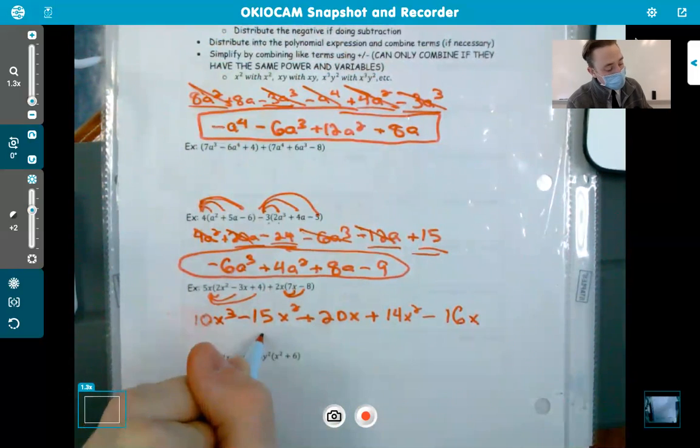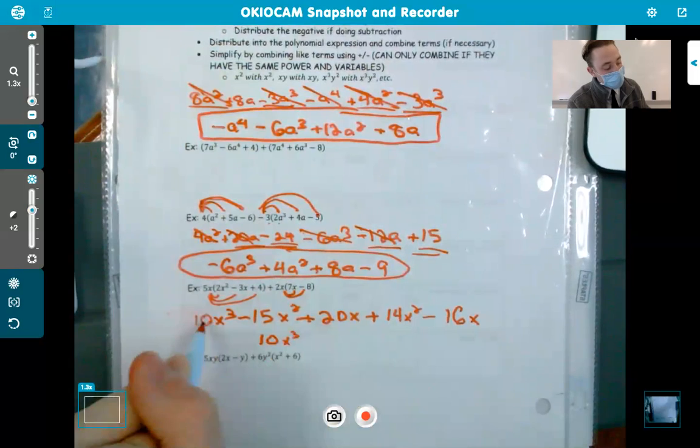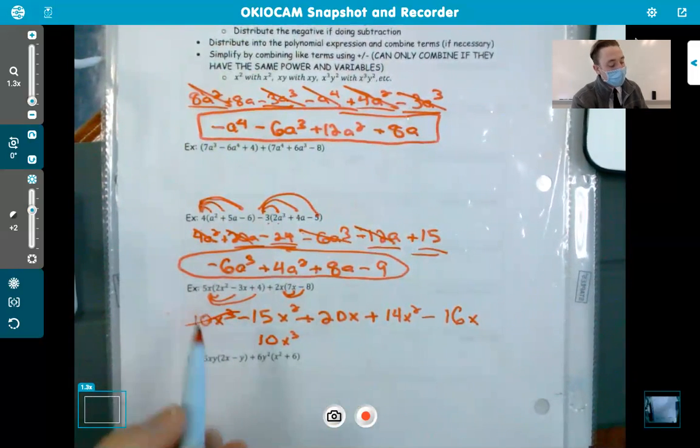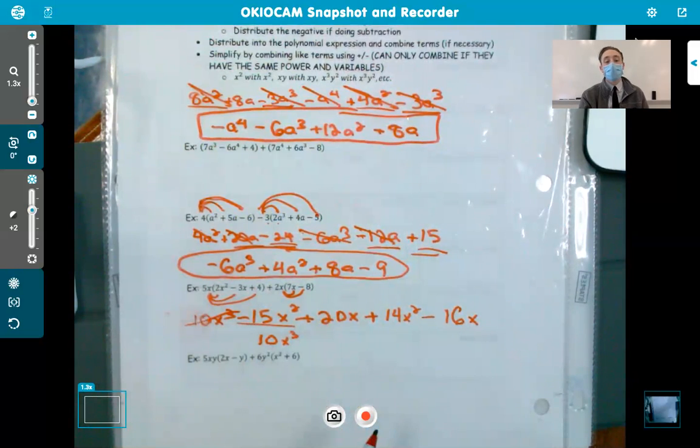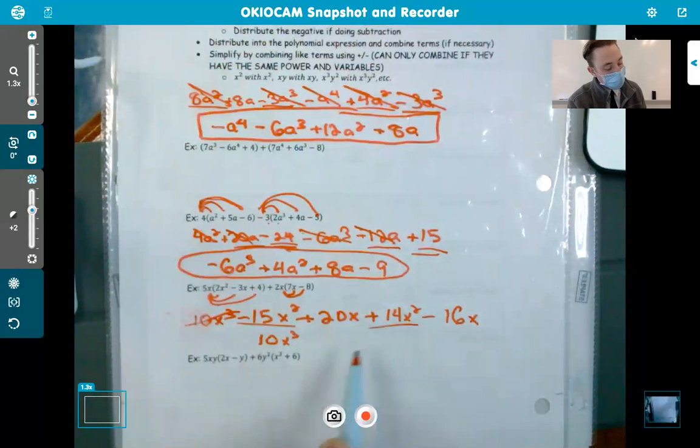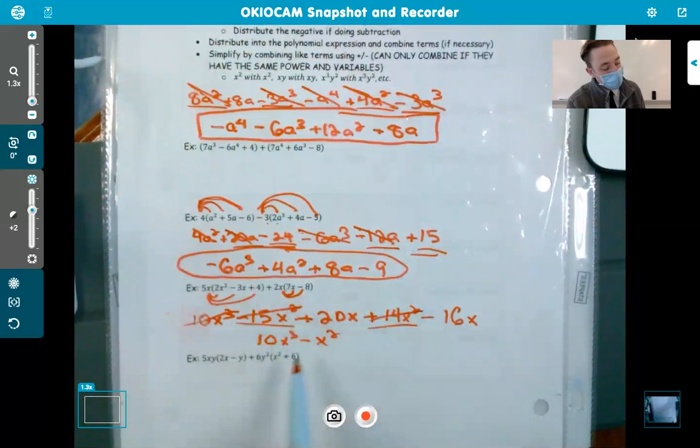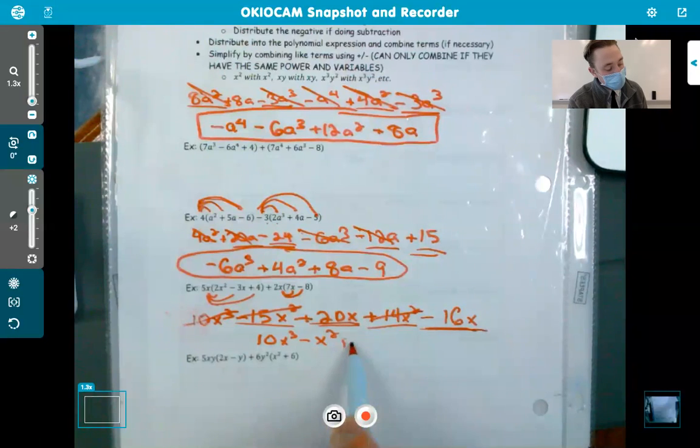I look to combine like terms. I'll have 10x cubed, right? Because there's no other x cubed term. Negative 15x squared. Can I combine anything with that? You can combine it with the 14x squared. Negative 15x squared plus 14x squared, and now I have negative x squared, right? And then the 20x and the negative 16x, that's going to give me a positive 4x.